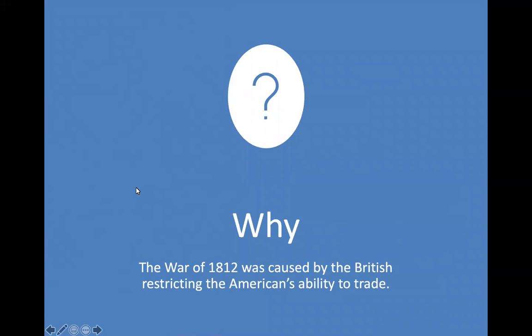Why did the War of 1812 take place? The War of 1812 took place because the British were restricting the Americans' ability to trade, so they basically made a blockade.